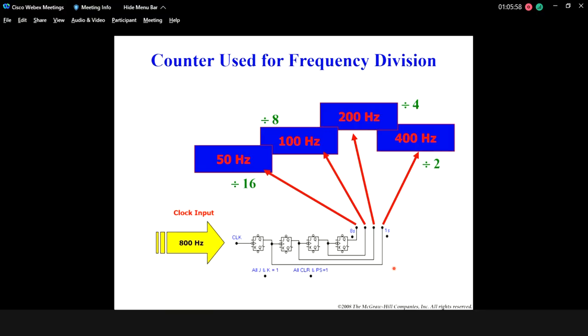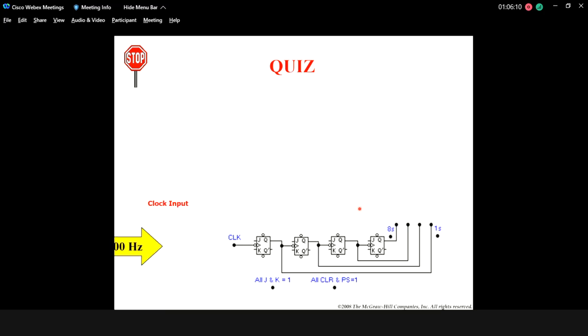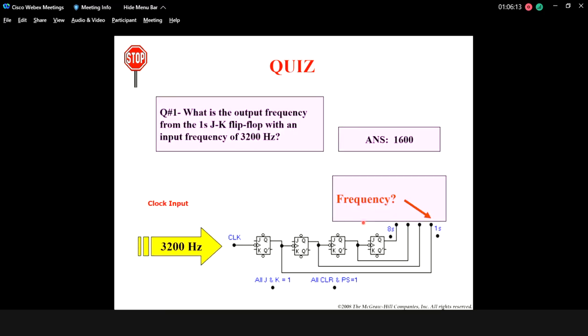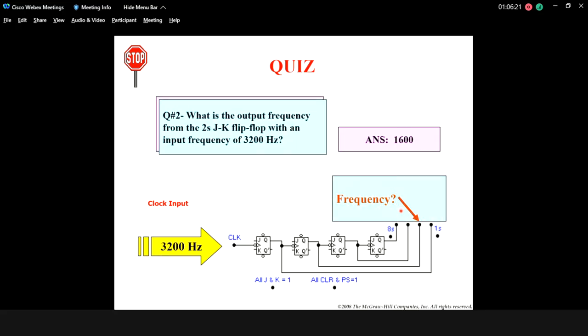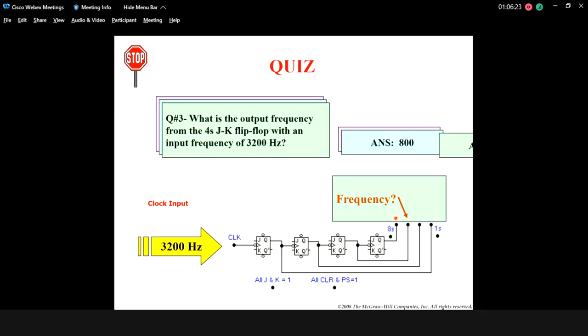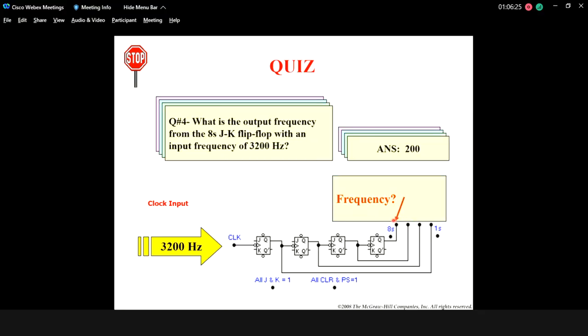You cannot increase the frequency by using this configuration. So the counter only makes it possible to obtain lower frequencies from the input frequency. If the input is 3200 Hertz, the first stage will give 1600, and then 800, 400, and 200 Hertz.